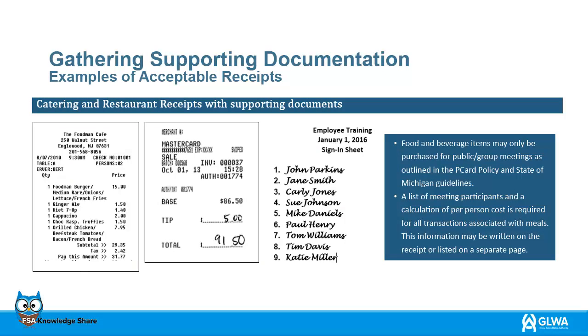Food and beverage purchases may only be procured for public or group meetings as outlined in the Pcard policy. Catering and restaurant receipts require not only an itemized receipt, but also a list of personnel who attended the event or meeting. Meals should not exceed $10 per person.